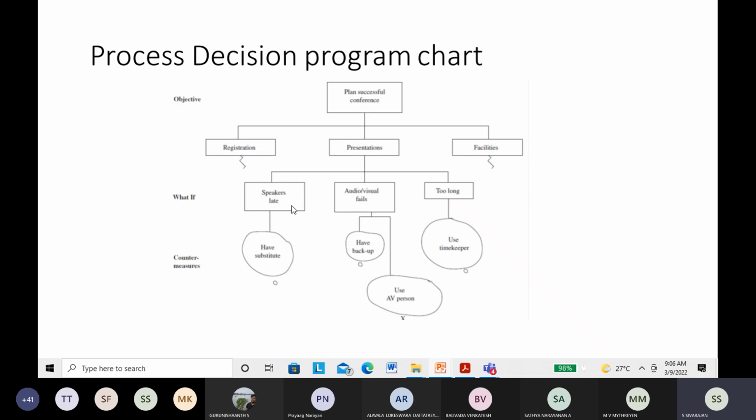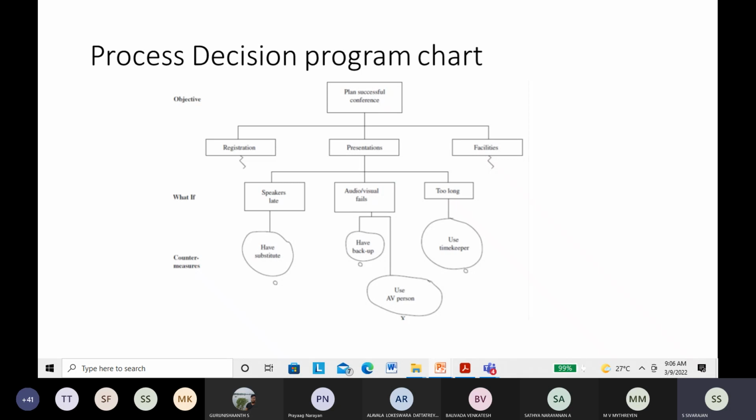Because people know that once they commit, they will come. If they have to come in person, there may be a traffic jam, all these things. So if the speaker is late, you have a substitute. These are countermeasures: what if? So we are planning for a successful conference. That is the process decision program chart. We are not doing any analysis here. If the speaker is late, you have some substitute. Many times, if the keynote lecture speaker is not available, one of the professors from VIT Chennai will give the lecture. Like that we can do.